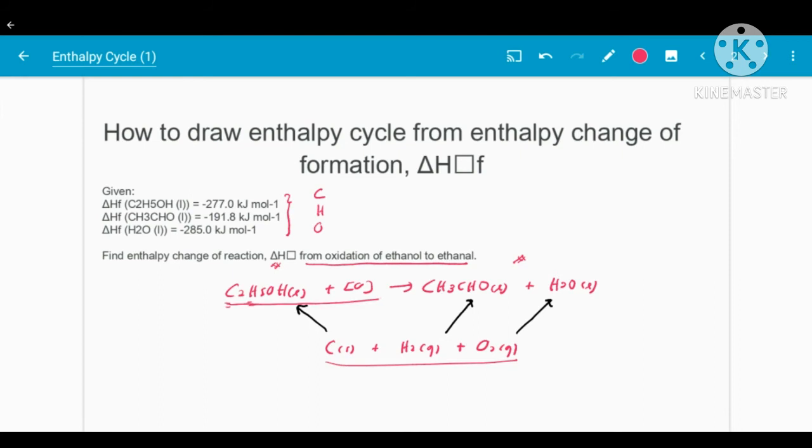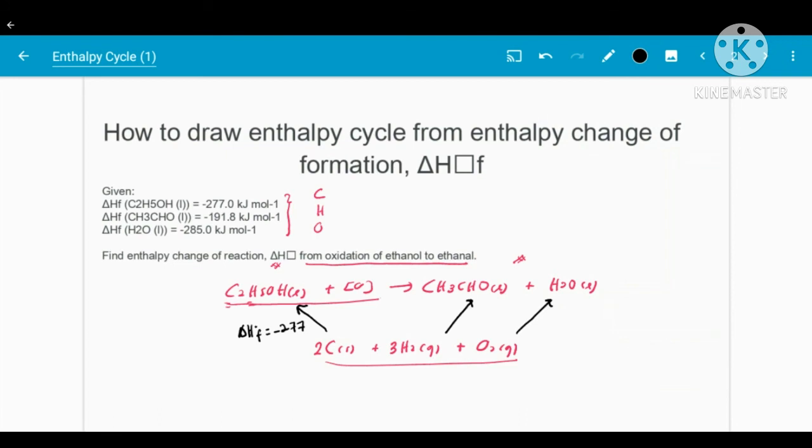From the left hand side, we have two carbon, so add two carbon here, and we have 6 hydrogen, so 3 H2, and we have 2 oxygens. So already balanced, right? Now our enthalpy cycle equation is already balanced. The next step is to list down the enthalpy change. For the formation of ethanol, it is negative 277, right?